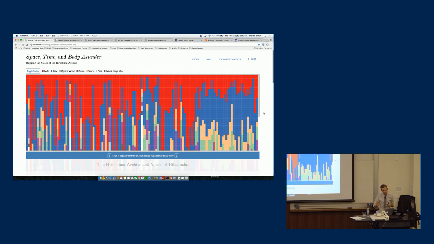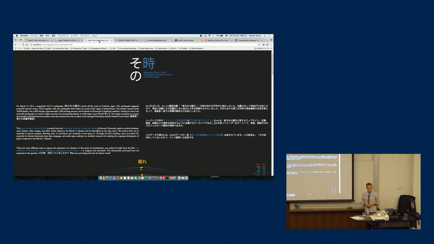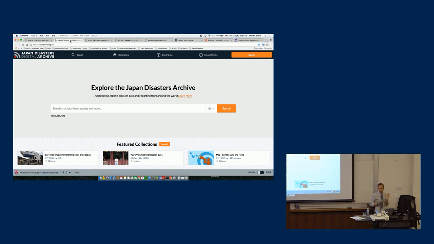A second project, which is somewhat related to this as well, is something called Sonotoki, Memories of the March 11, 2011 Earthquake and Tsunami Disaster in Tohoku, Japan. This is based on a set of data that's available in what's called the Japan Disasters Archive. You may or may not be familiar with this. This is a digital archive that is hosted and created by Harvard, the Reischauer Institute of Japanese Studies. And it's similar to the Hiroshima Archive in that it includes testimonials, for example, of people who survived or experienced the earthquake and tsunami disaster in Tohoku. But it also includes things like articles, videos, and tweets. And it searches websites across the internet to pull content related to these particular events in history.